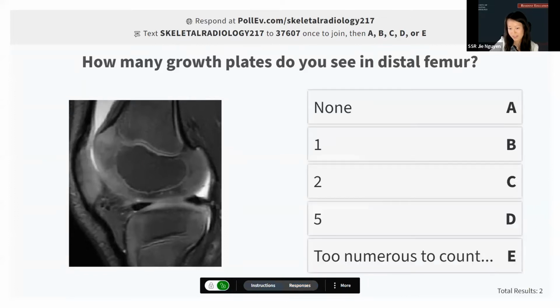So A is none. Oh, sorry, let me hide. A is no growth plate, you're tricking me. B is 1, C is 2, D is 5, and E is just too many.